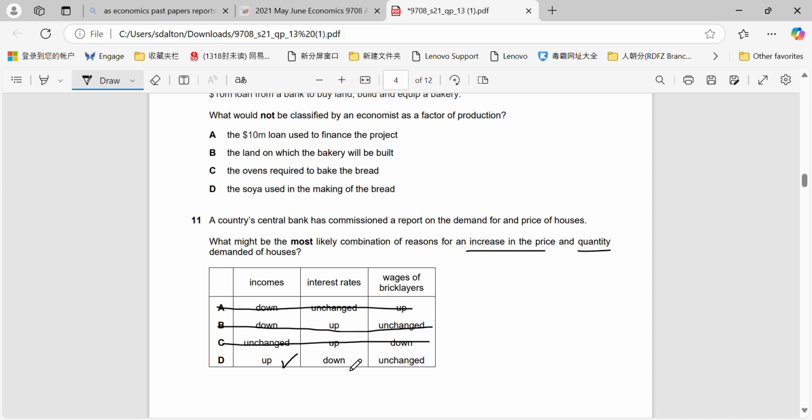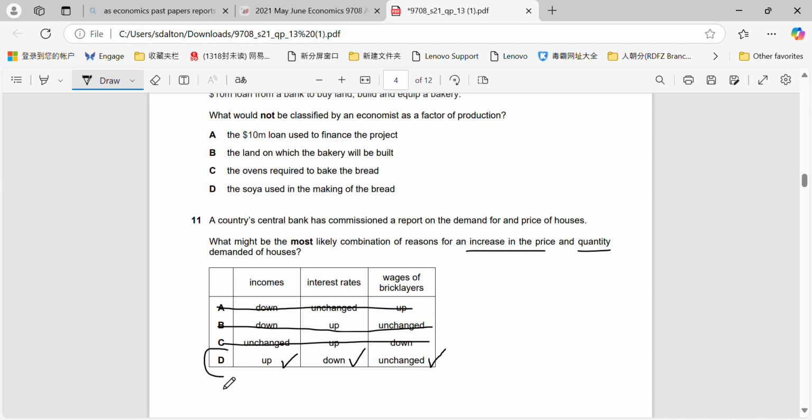If the interest rates go down, that will encourage consumption and investment, and it will encourage people to borrow money for a house. And if the wages of bricklayers remain unchanged, then again the prices are unlikely to be affected, but also the cost of production in terms of producing the houses will remain the same. So it's unlikely to have a dramatic increase in the price of the houses, which may restrict the demand more than if the price just increases by a little bit because of the demand from the lower interest rates and the demand from the higher incomes.